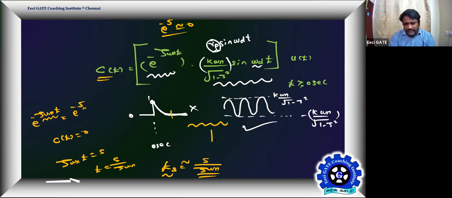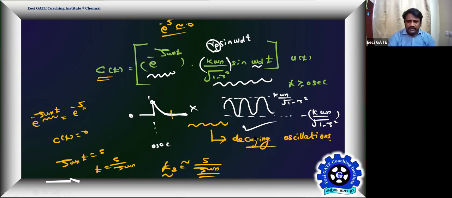This product is nothing but decaying oscillations. That's your response. The unit impulse response of a second order underdamped system is decaying oscillations. It's a decay multiplied by sustained oscillations. Okay, decaying oscillations. Plot it now. Anyone having doubts? Clear? Is it clear? Yes, sir.